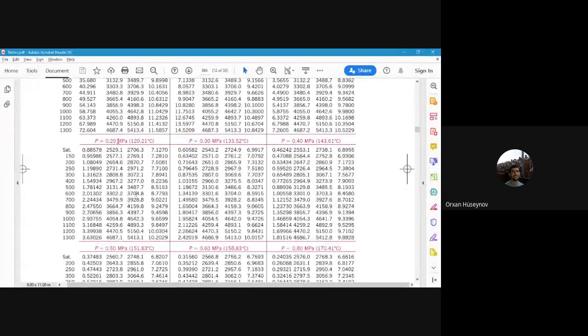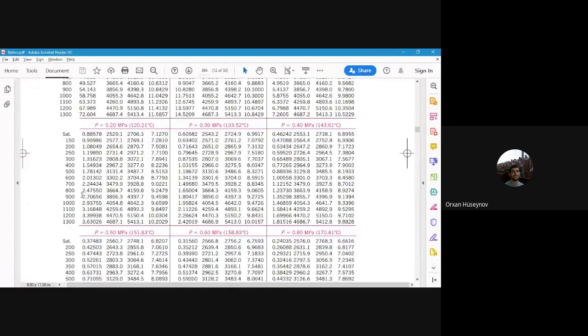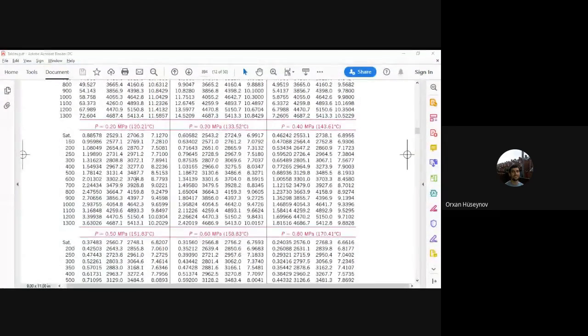I'm looking for 0.2 megapascals and 560 degrees Celsius. I will take a screenshot of this page. I've taken it, so I will copy it to my presentation here, and I will change the window back to the presentation so that we can move on. Okay, now you can see the screen.